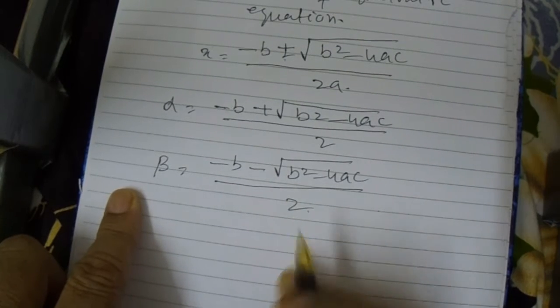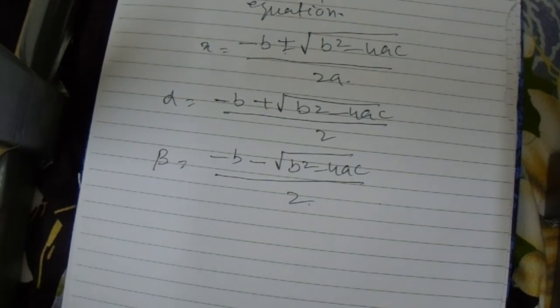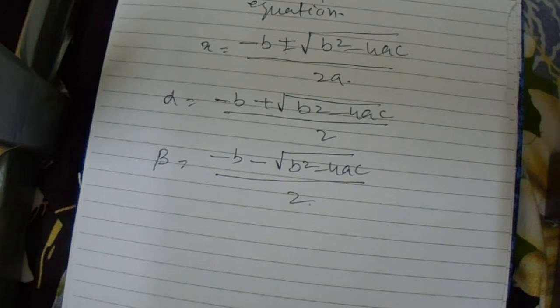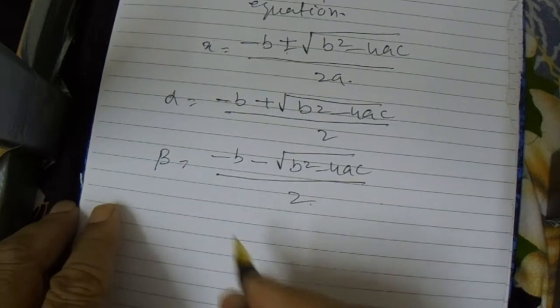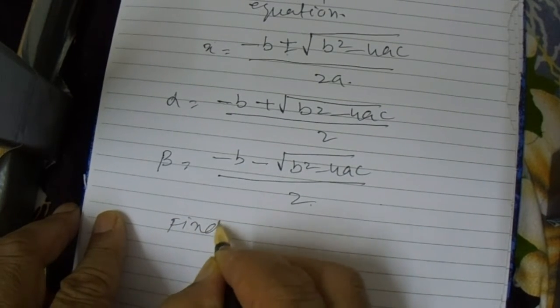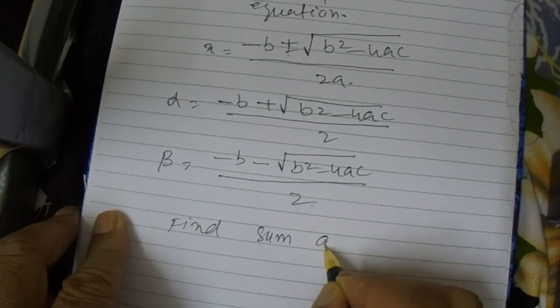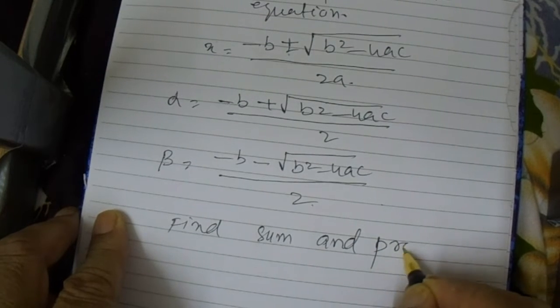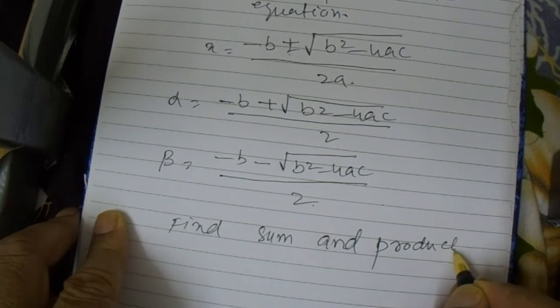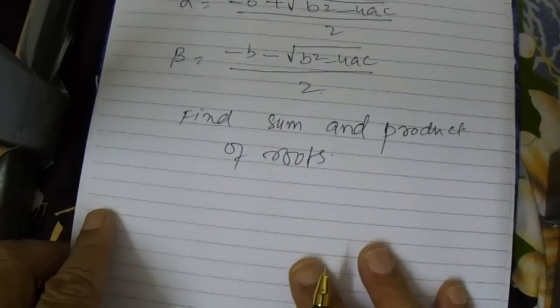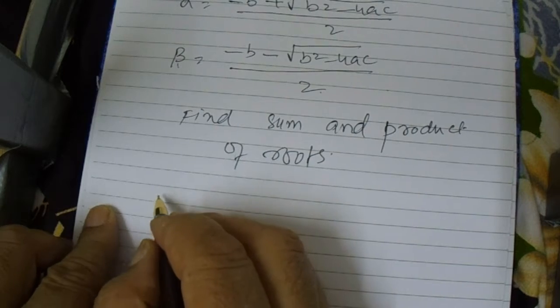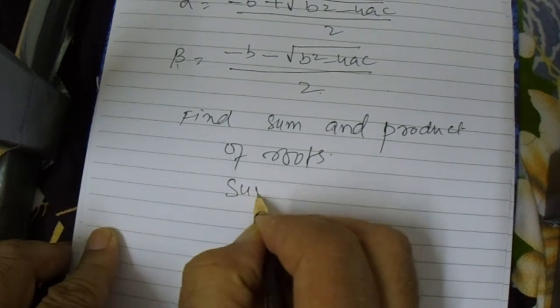Now we find the sum of the roots and the product of the roots. First we find the sum and product of the roots of the quadratic equation. Now this is alpha and beta. First we find the sum.